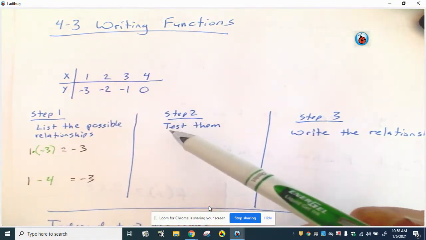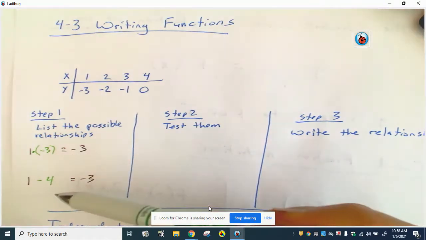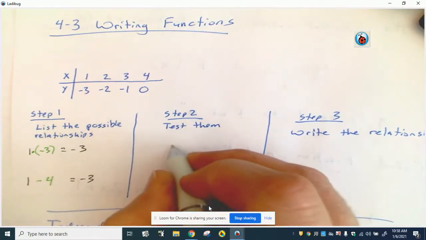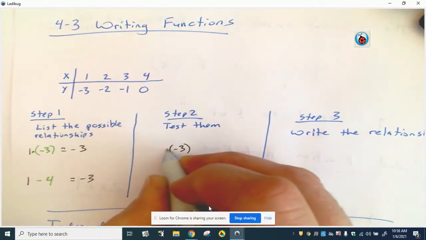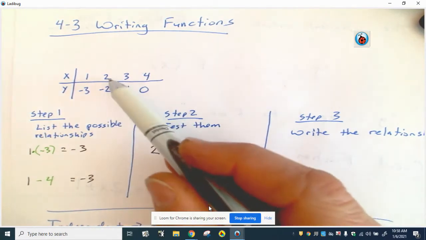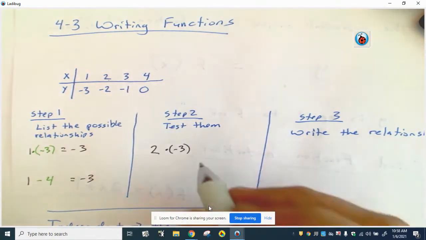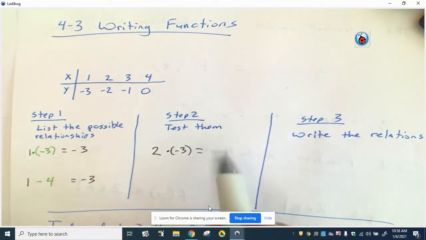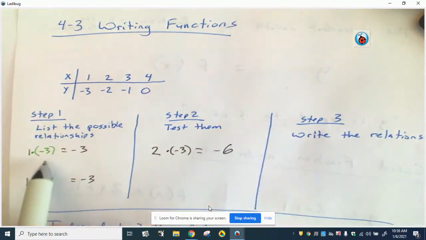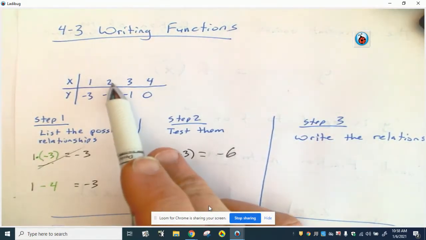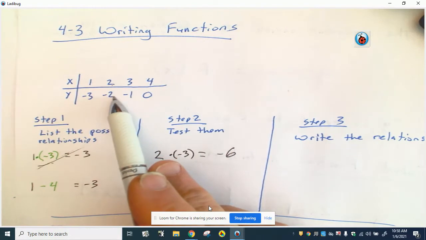And the next thing we want you to do is test those relationships and see if they work. If I take where I'm multiplying by -3, if I plug in a 2, does it give me that -2, right? Well, my first guess was to multiply. If I do that here, that's actually -6. So I know it can't be this relationship, right? So that's out. That did not work, right? If I plug in a 2, it had to give me a -2.